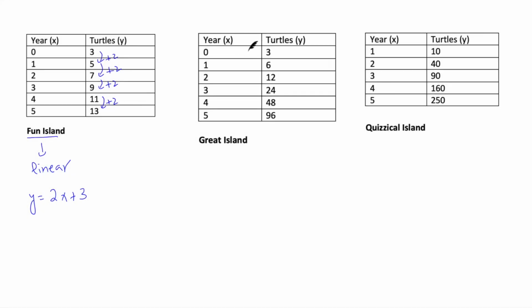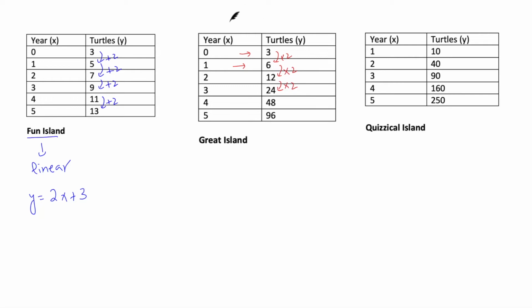In year 0, Great Island has 3 turtles. In year 1, Great Island has 6 turtles, then 12, 24, 48, 96. Can you identify the pattern? What's happening here? How did you get 6 from 3? So 3 multiplied by 2 is 6. 6 multiplied by 2 is 12. 12 multiplied by 2 is 24.